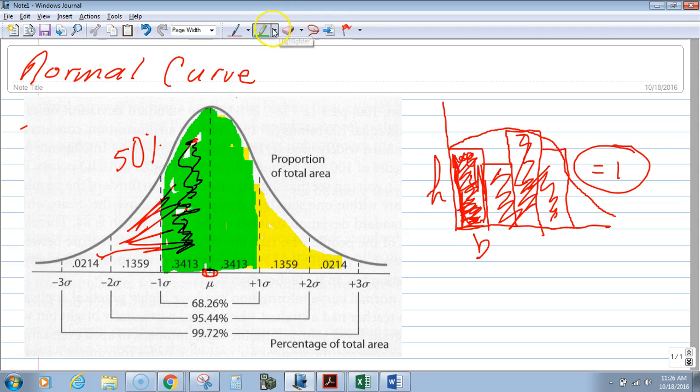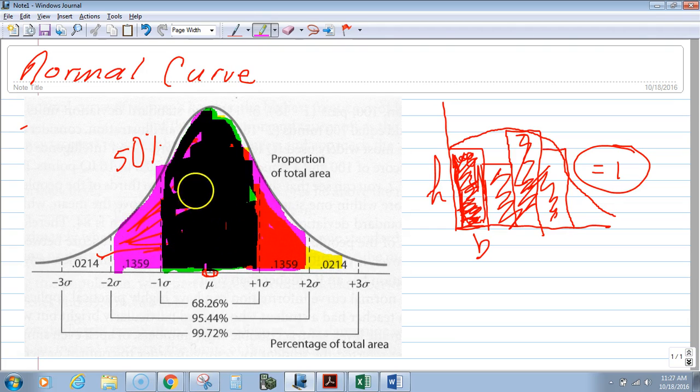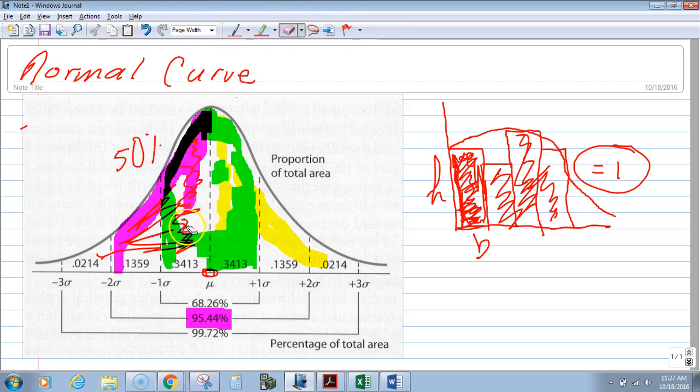Then we know some other things. We know that all the way from -2 standard deviations to +2 standard deviations is going to be 95%, okay?